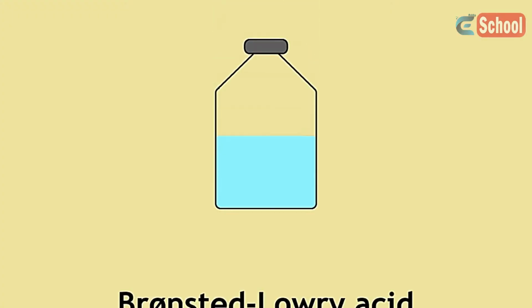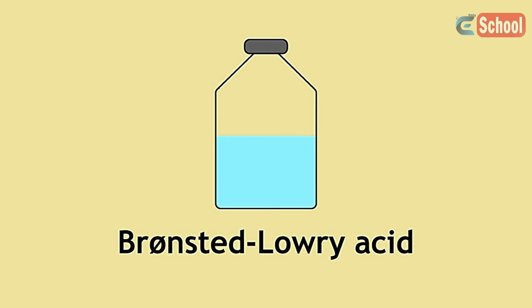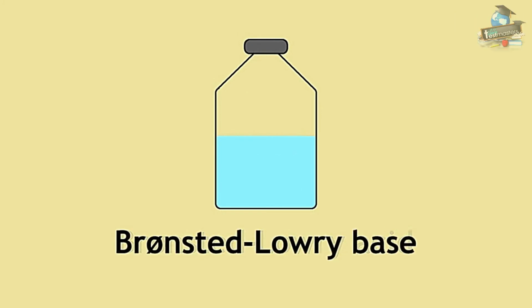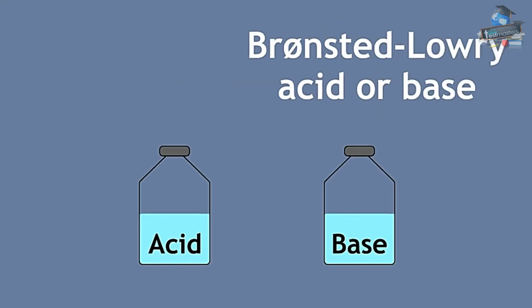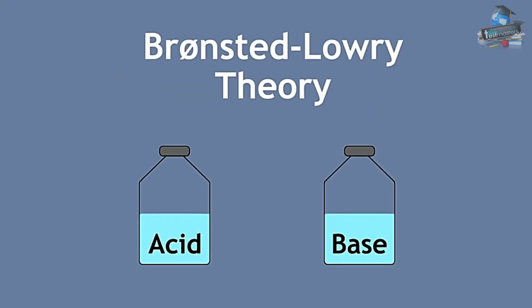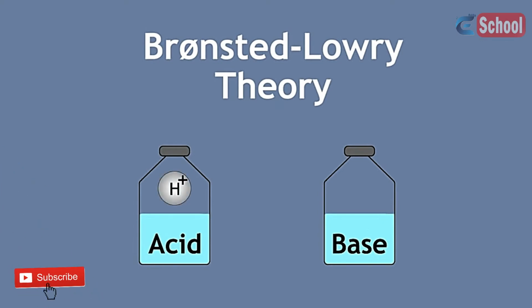A Bronsted Lowry acid is a substance that releases or donates protons in solution, in our case, hydrogen chloride. A Bronsted Lowry base is a substance that accepts protons in solutions, in our case, water. Notice that the definition of a Bronsted Lowry acid or base is not a function of pH. So an acid-base reaction, according to the Bronsted Lowry theory, involves the transfer of a proton from one substance to another.